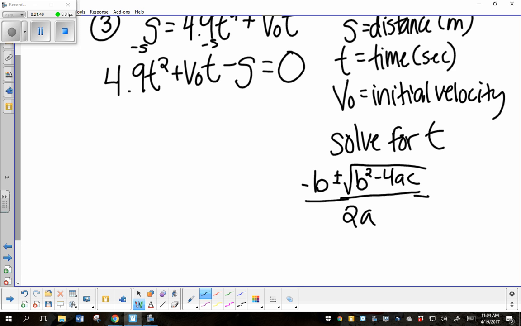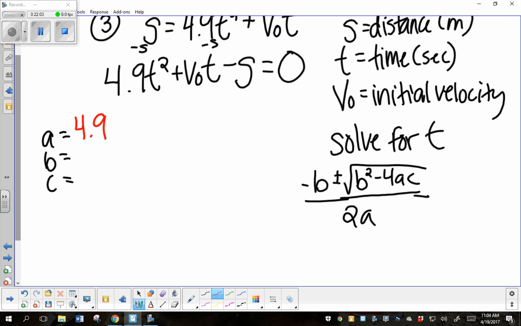So we're going to have to use the quadratic formula to solve this, all right? And if we don't get it done, you're going to have to watch this a little bit at home. So let's figure out what our a, b, and c are. In this equation, what's my a? What's in front of the t squared? 4.9. Nice.